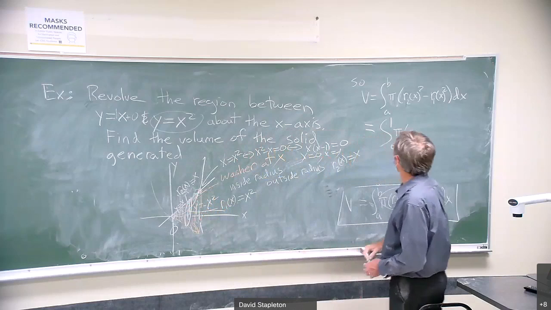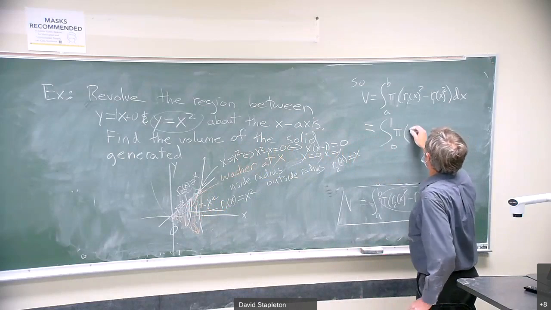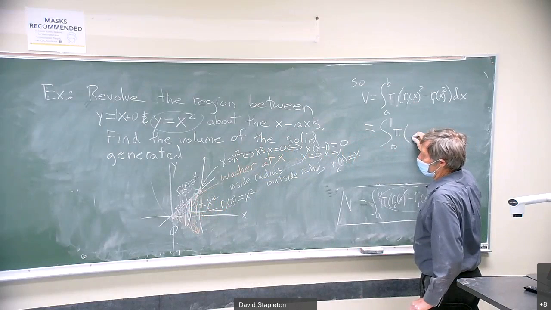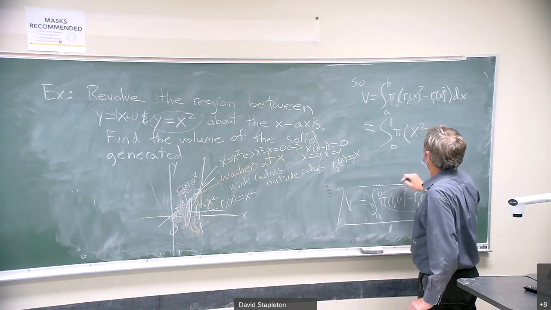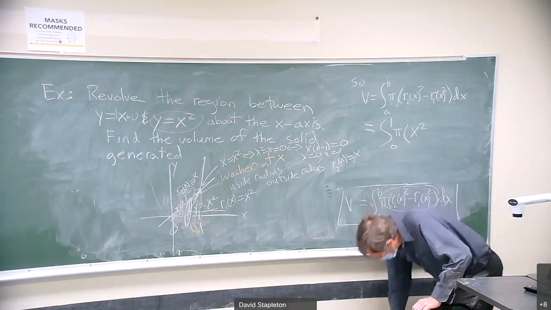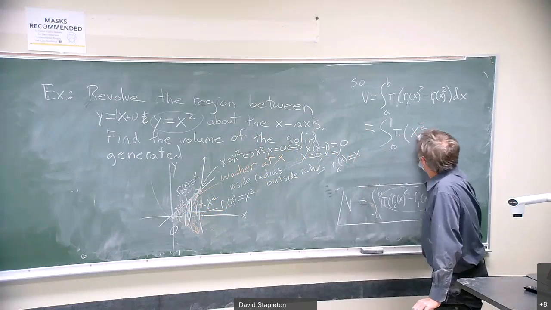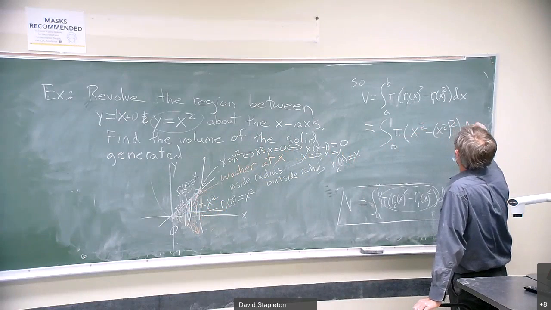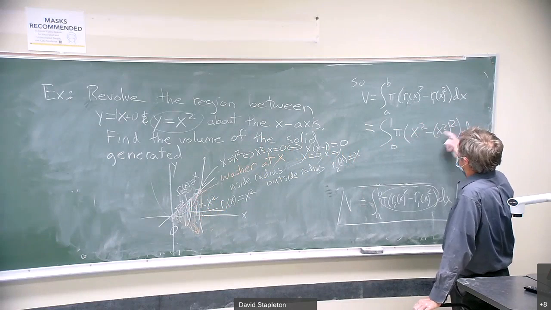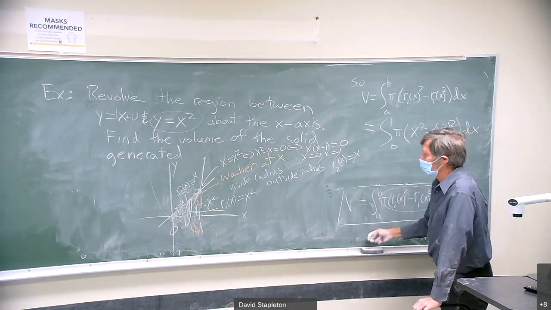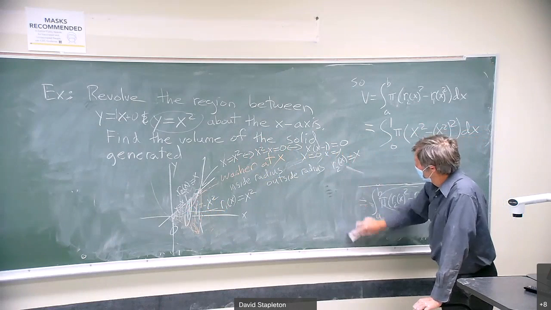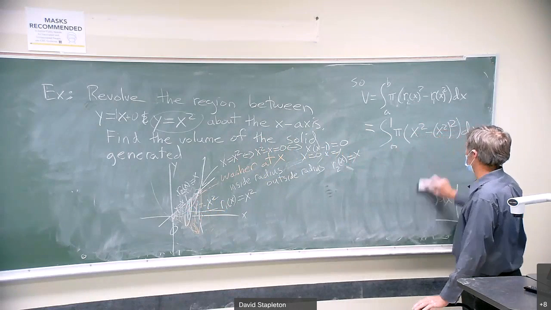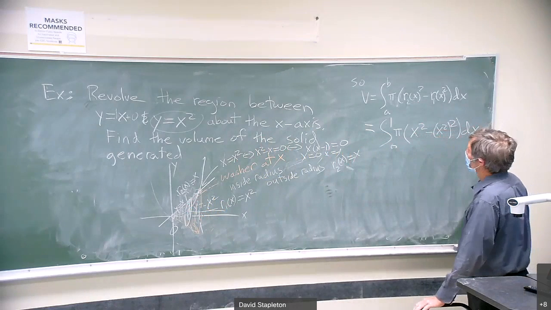There we go. All right, so R2 of x, the outside one, is x. I've got to square that, minus the inside one, x squared, squared. There it is. Outside squared minus inside squared. All I have to do is evaluate this simple integral. I've got the volume of this rather exotic solid, right?